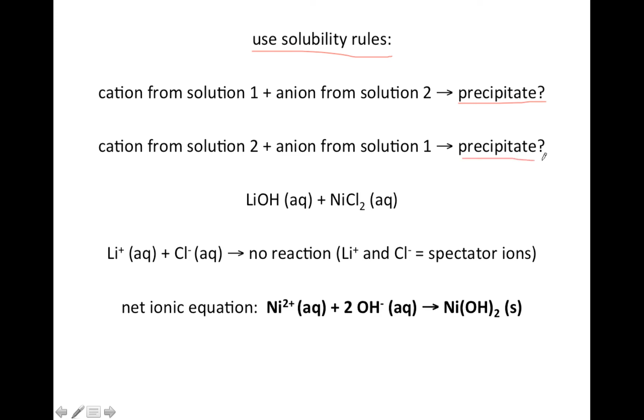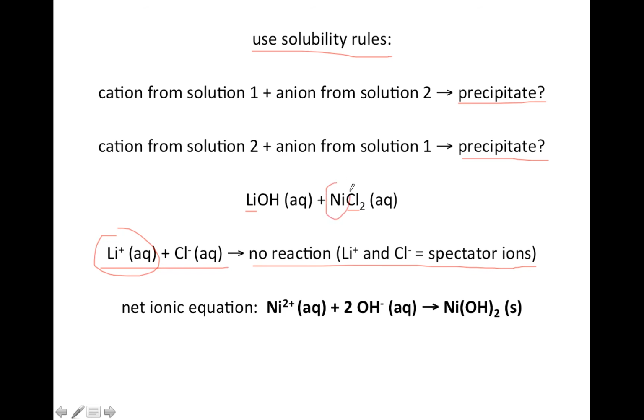And make a decision about whether you think a precipitate will form or not. So here's an example, LiOH aqueous and NiCl2 aqueous. We're going to look at the positive ion from this solution, Li+, and the negative ion from this solution, Cl-, and see if they'll stick together. But since Li+ is in column 1 or group 1, we know that it can't stick to the chloride. So there'll be no reaction, and Li+ and Cl- will both be spectator ions.